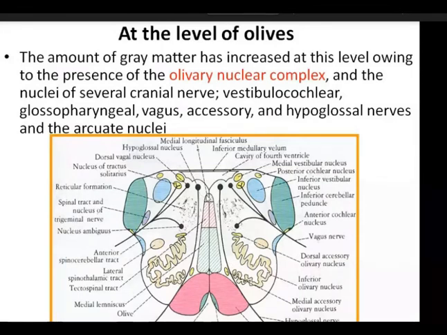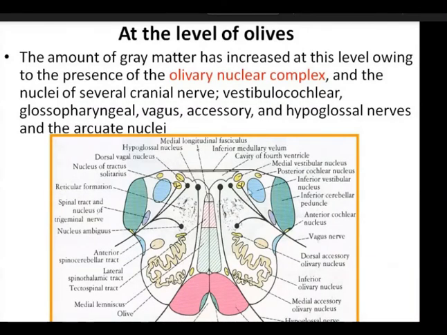And here we can see the medial longitudinal fasciculus and other nuclei, for example the hypoglossal nuclei and the vagal nuclei, are also present there. So the main feature at this level is the olivary nucleus. The amount of gray matter has increased at this level owing to the presence of the olivary nuclear complex. So these three nuclei form the olivary nuclear complex: the inferior olivary nucleus, the dorsal accessory olivary nucleus, and the medial olivary nucleus. And the others are the vestibulocochlear, glossopharyngeal, vagus, accessory, and hypoglossal nerves.